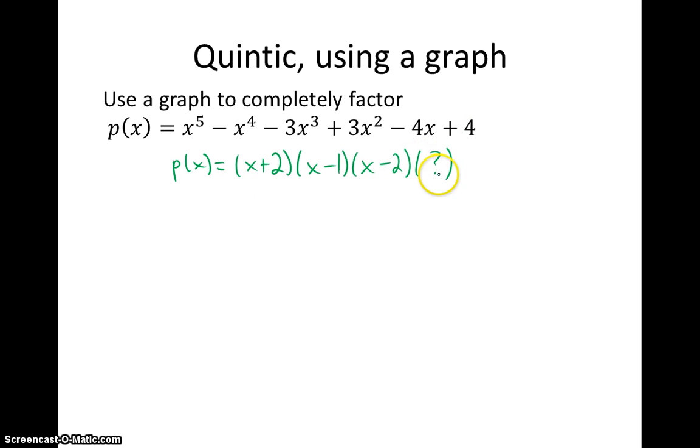And then we're going to be multiplied by some other polynomial over here because we have to end up getting a fifth degree polynomial. So there must be two more factors out here that we're going to get our fifth degree. And they're going to be complex. We're going to have complex zeros because if they were real, we would have seen them on the graph.